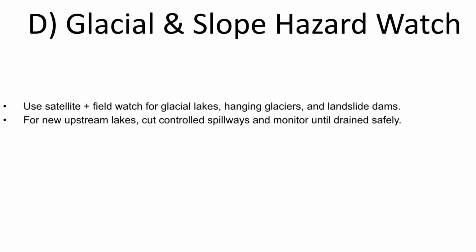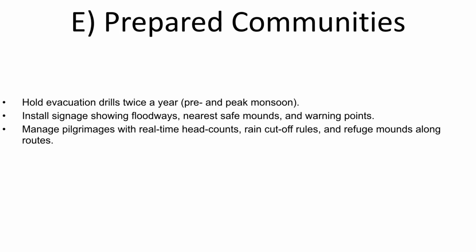We can use satellite feeds and field watch for glacial lakes, hanging glaciers and landslide dams in upstream pockets. If a pocket lake appears, like the post-flood lake near Harsil, cut controlled spillways and keep patrols until it drains safely. And lastly, community preparedness.